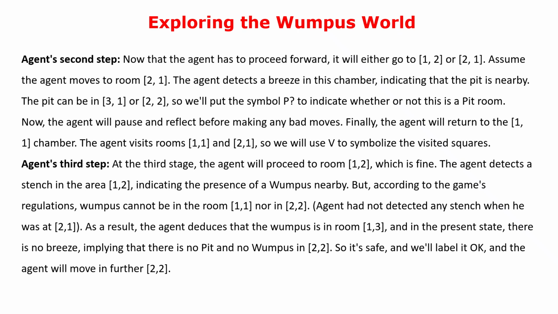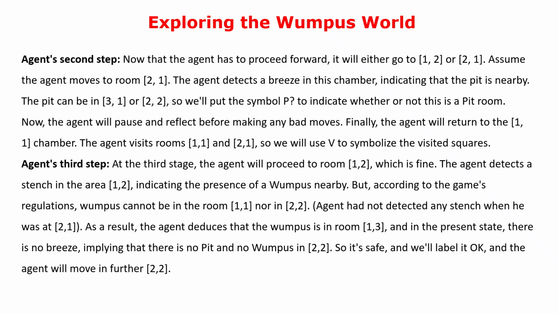So according to that, the assumption is that the agent detected a stench when there is a Wumpus in either 2 cross 1, 3 cross 1 or 2 cross 2. If it is 2 cross 1 there will be a stench, and if you want to check the condition, you will move again. As a result the agent detects the Wumpus in room 1 cross 3, and in this state there is no breeze, implying there is no pit, as well as no Wumpus in the adjacent box 2 comma 2.